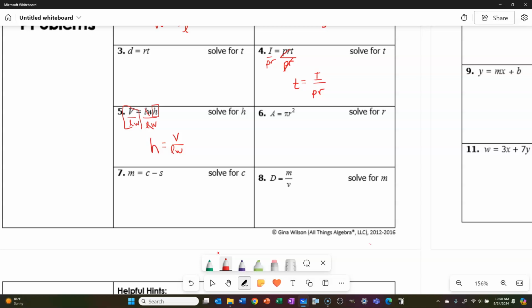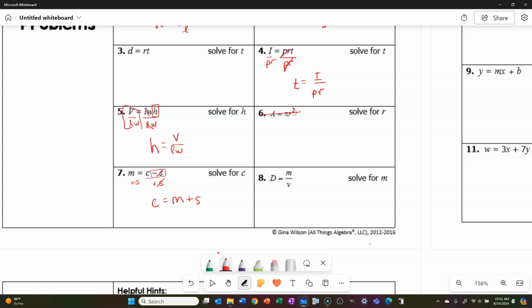I don't like number 6 because it has a square, and we're not going to deal with that square. So let's go on to number 7. In number 7, we have M equals C minus S. I can't think of what that formula would be, but that's okay. It's just some letters. We want to solve for C. What's attached to the C is this minus S. So to undo a minus S, we will do the opposite operation. We add S to both sides. That leaves us C equals M plus S.